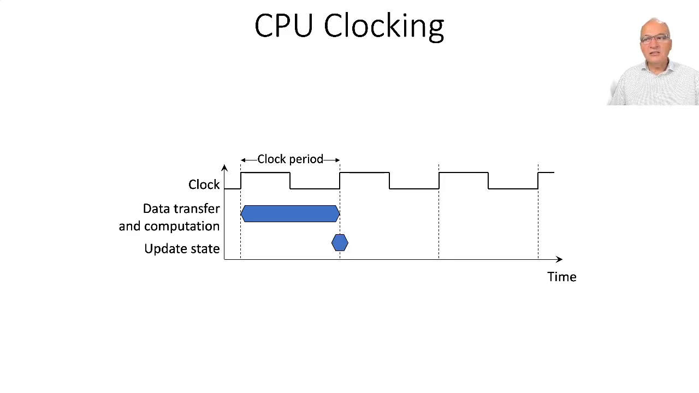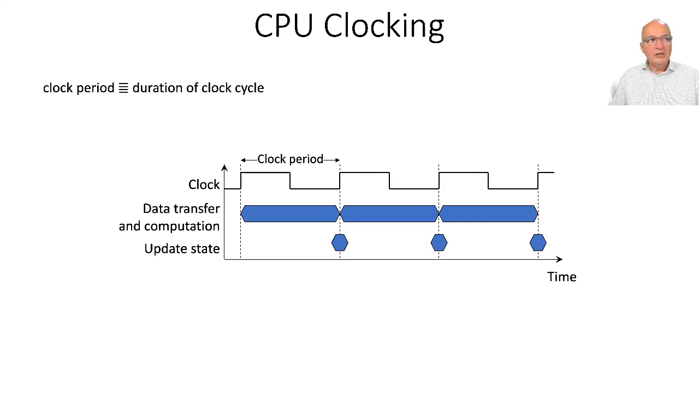And at the transition of the clock, there is an update of the state. For example, if you are computing an addition, the addition will be computed during the clock period, and whatever is the destination of that adder will be updated at the transition of the clock period. So this will be the process for computation inside a processor.